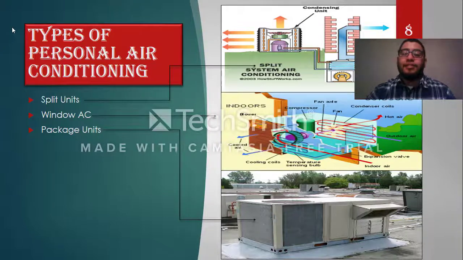Next, you have your window AC. It's pretty self-explanatory there. It's little installation, and it sits on the window. It's a small all-in-one unit as well. It has both coils and a fan and the compressor.